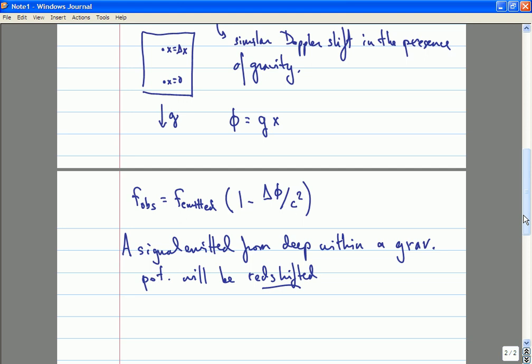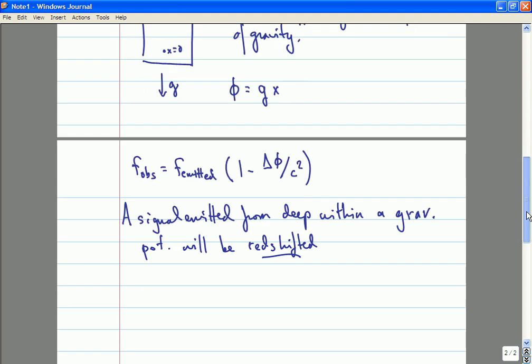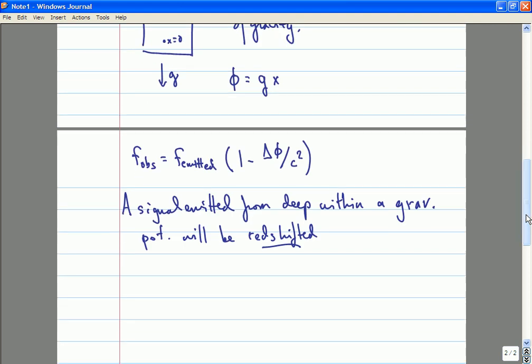Good question, though. Okay. So this is not merely of theoretical interest. So this effect is observed.